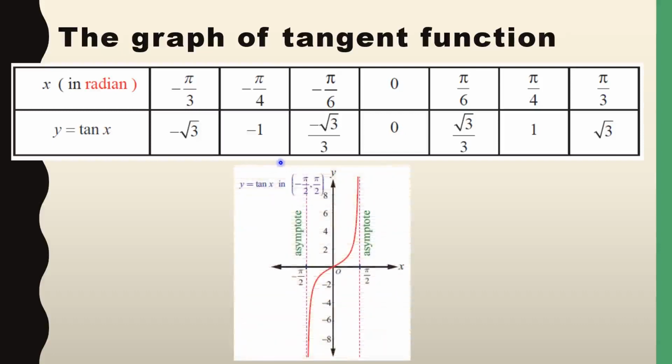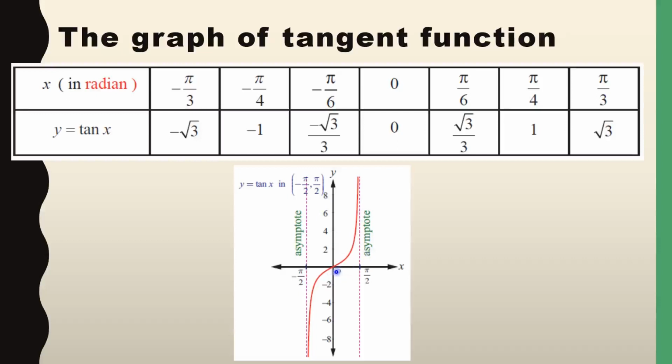Let us see the graph. This is the graph of tangent function. Tangent is nothing but tan. Y equal to tan x within the interval minus pi by 2 to pi by 2, that is minus 90 degree to plus 90 degree. That is given here.